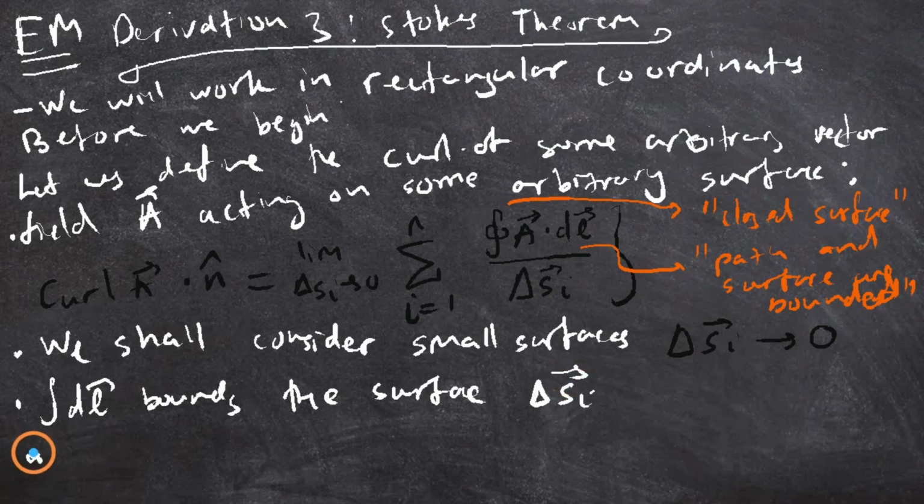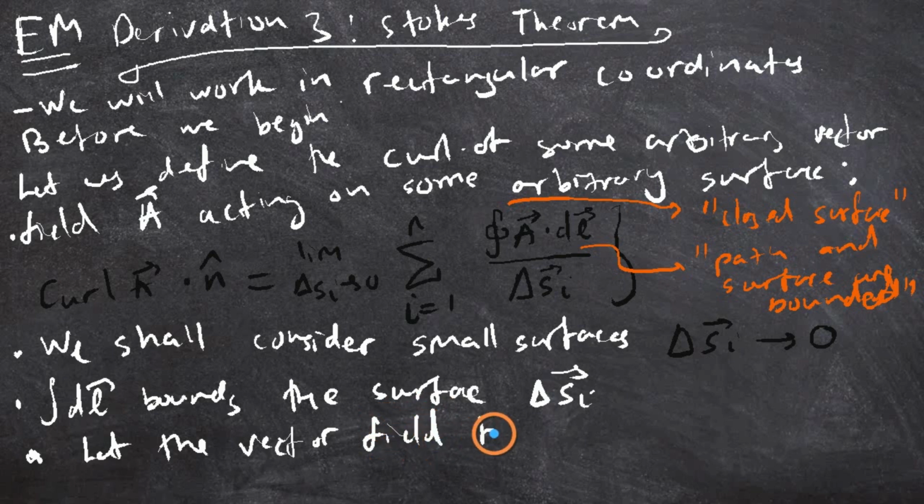And then finally, we must define what kind of vector we are dealing with. Of course, we said we are working in rectangular coordinates, so let the vector field that we're dealing with be A, as we've already defined it. The vector A is going to be some component of A in the x direction, plus some component of A in the y direction, plus, of course, some component of A in the z direction. So these are very important things we're going to consider as we proceed with our derivation.